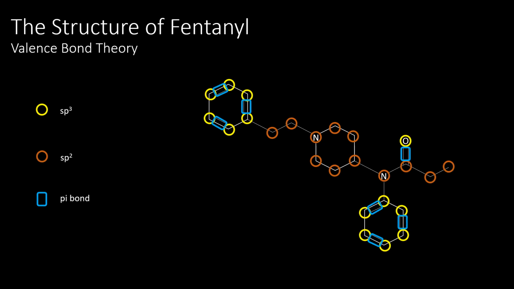Using the valence bond theory, the hybridization of fentanyl is shown here, with sp3 and sp2 orbitals, and the location of pi bonds, with other bonds being sigma. Please note that this just shows where orbitals and bonds would be located, but is not an actual representation using valence bond theory.